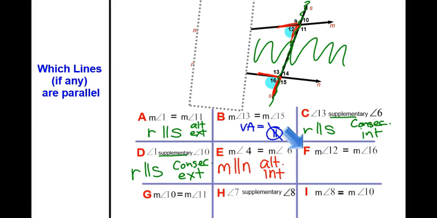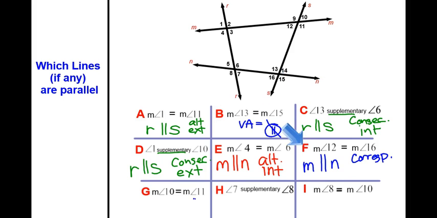I notice that 12 and 16 are not both interior, and they're not both exterior, but they do make the F. And remember that the F is corresponding angles, and corresponding angles should be equal. That means that M is parallel to N. All right, let me clean it up.